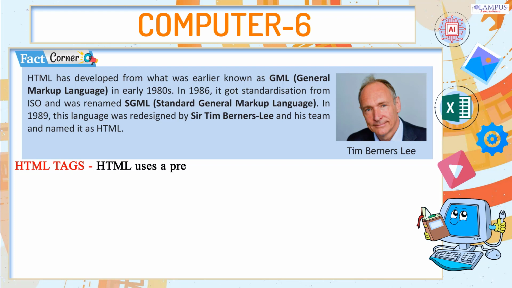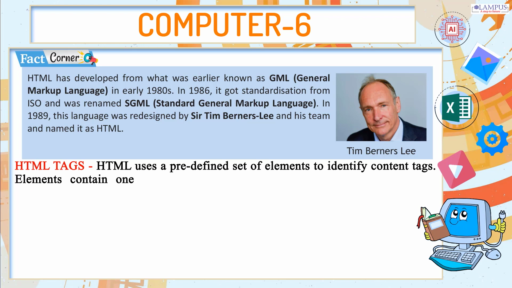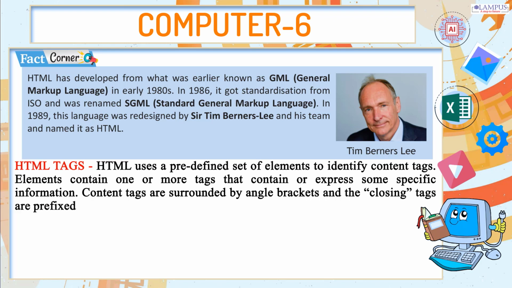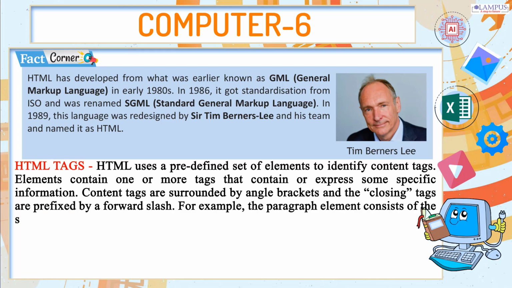HTML tags. HTML uses a predefined set of elements to identify content tags. Elements contain one or more tags that contain or express some specific information. Content tags are surrounded by angle brackets and the closing tags are prefixed by a forward slash. For example, the paragraph element consists of the start tag, P, and the closing tag, /P.